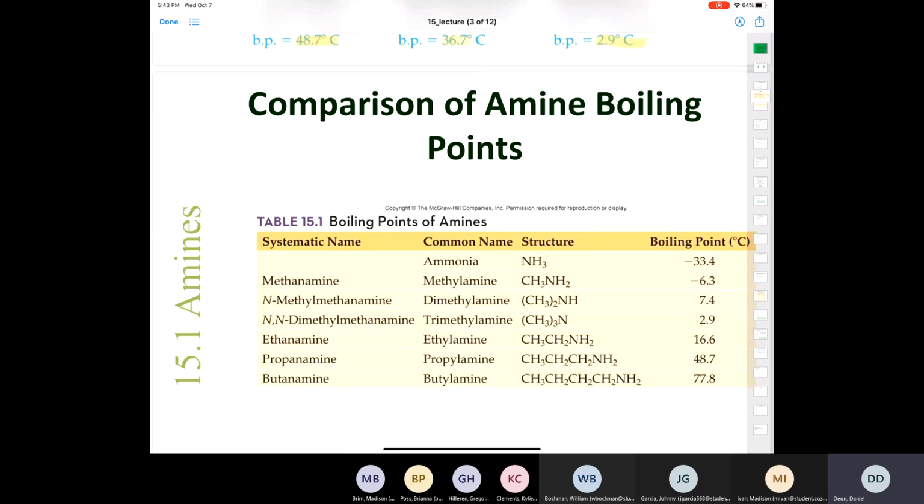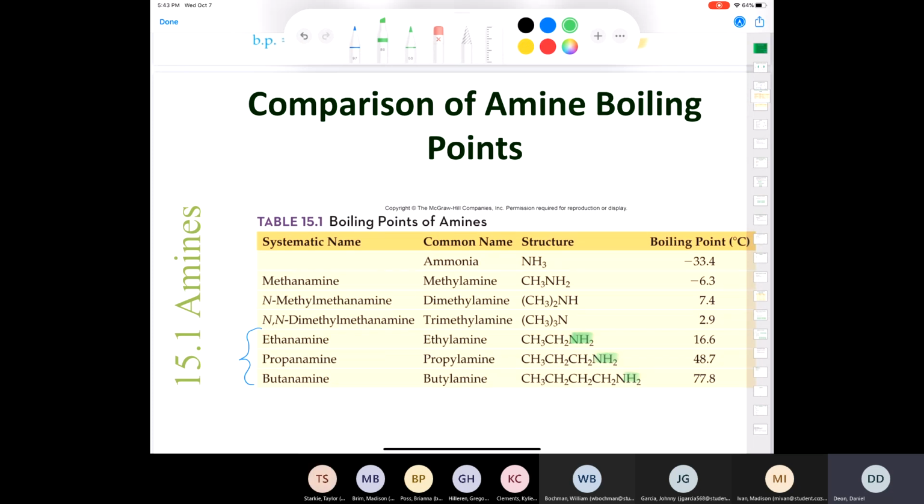If we compare the boiling points, let's start with these three at the bottom: ethanamine, propanamine, butanamine. Again, we're going to get into the nomenclature later, but what do you see? What's the difference between these three molecules? They're all primary amines. The only difference is the length of the carbon chain, right? We have 2 carbons in ethanamine, 3 carbons in propanamine, and 4 carbons in butanamine.